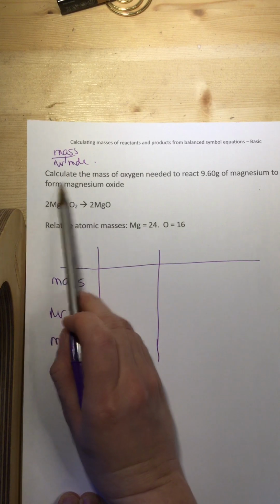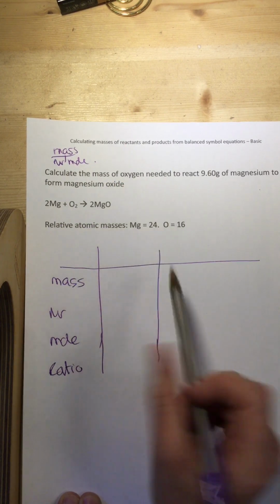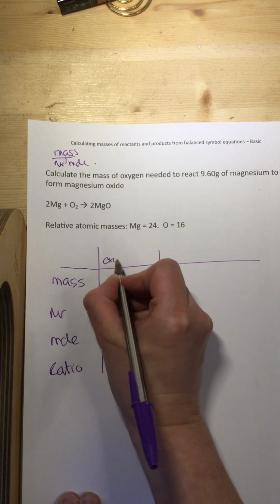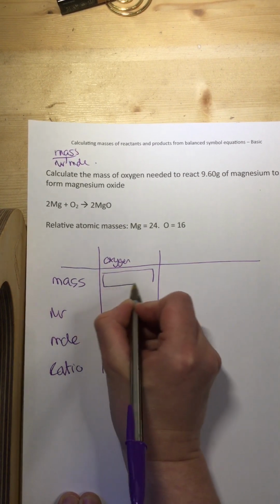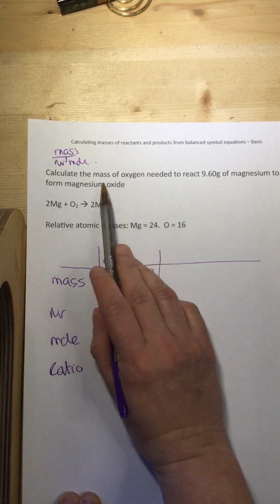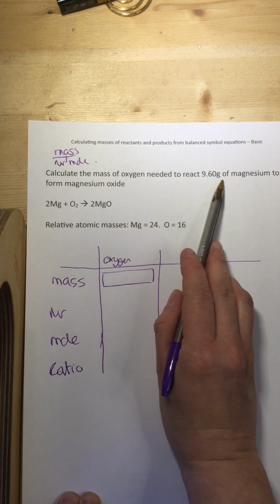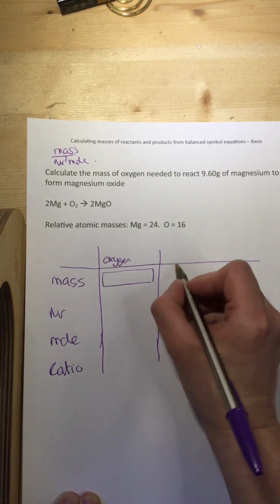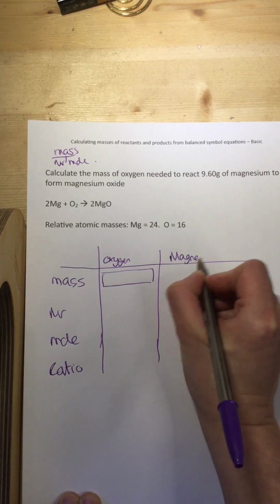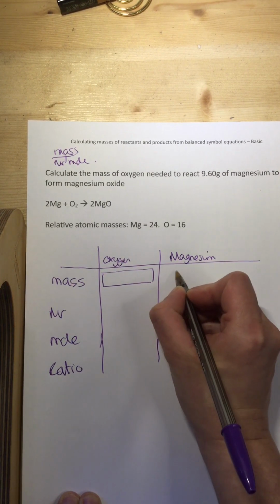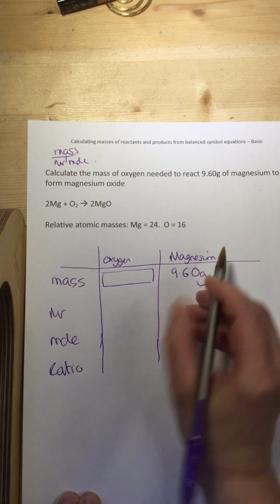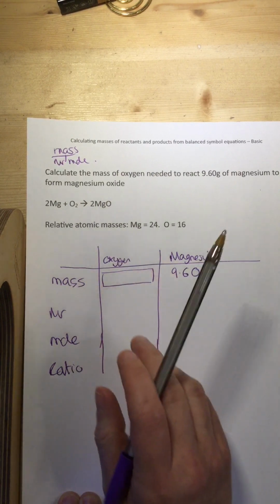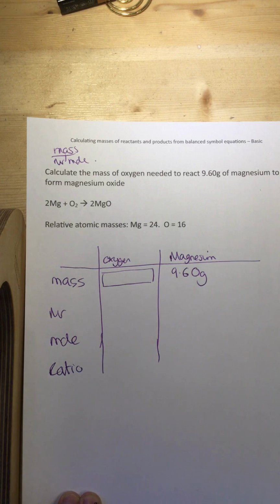So let's read. Calculate the mass of oxygen. So that's one of the things, and that's the thing I'm trying to find out about. So I'm going to draw a box there to remind me that that's going to be my answer. Mass of oxygen needed to react 9.6 grams of magnesium. So I've also got magnesium, and I've got 9.6 grams of that one. I'm making magnesium oxide, but I don't care about that, so I don't need that in my table.